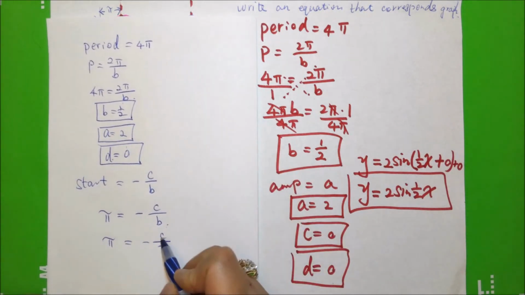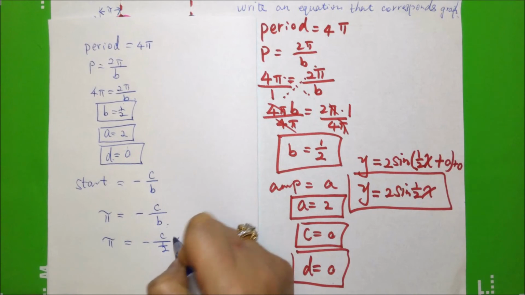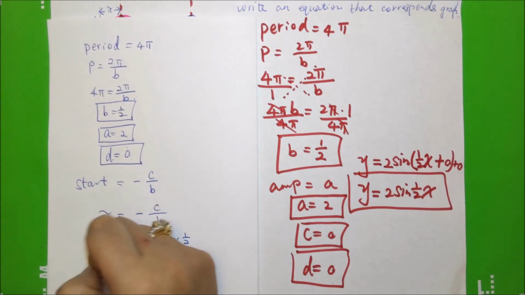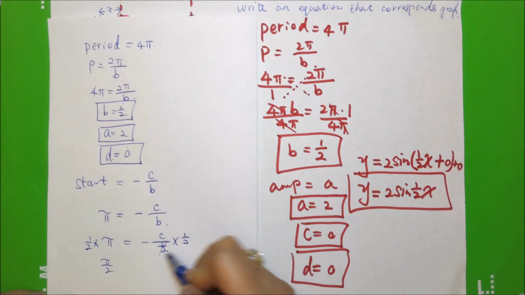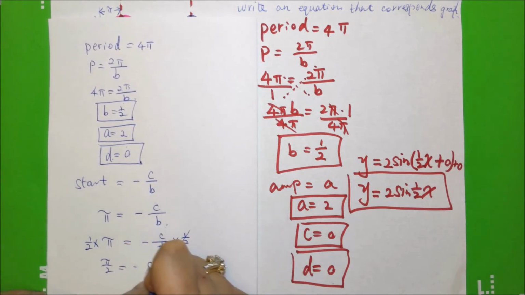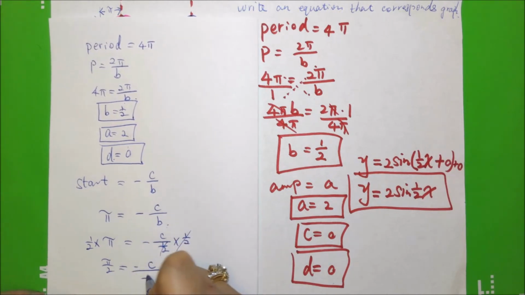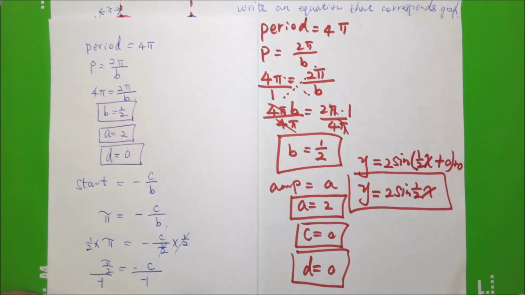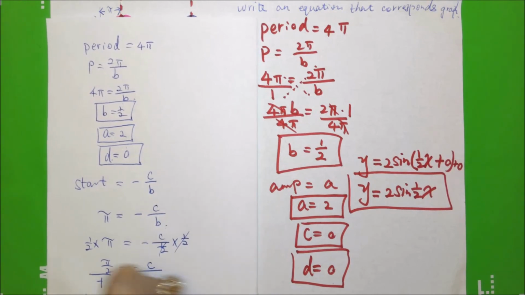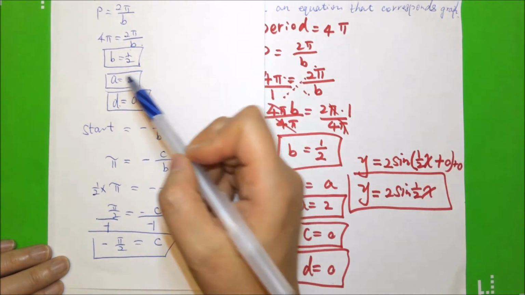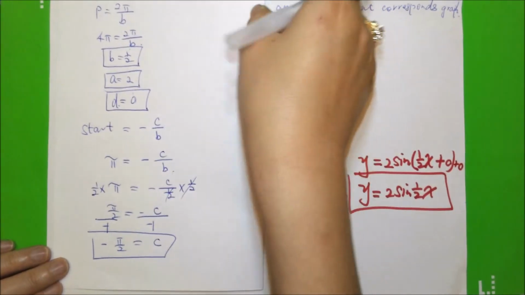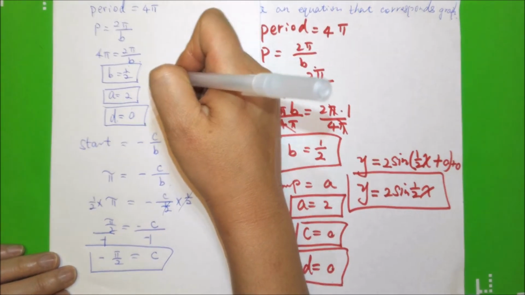For me to get rid of 1 over 2 from the denominator, I would like to multiply by 1 over 2 on each side. My left side will have pi over 2. My right side, after cancelling out 1 over 2, I have negative c. When I divide by negative 1 on each side, my right side has c only left. The left side will have negative pi over 2.